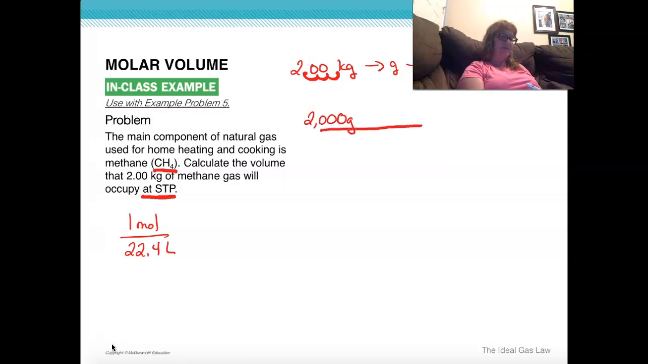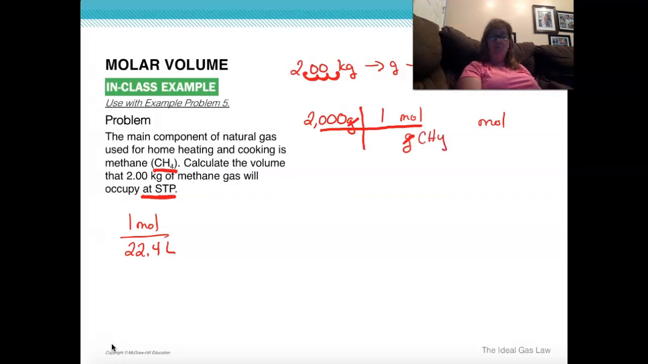You guys know how to do this, right? We want moles, so put our words in first. Moles, what we're trying to find. Grams is what we want to cancel out. How many moles is equal to how many grams of methane? Well, this is where that molar mass comes in, right? We look at the periodic table. Carbon has 12 grams, hydrogen has 1, but we have 4 of them. So this is a total of 16 grams. So all we have to do is divide 2,000 by 16.